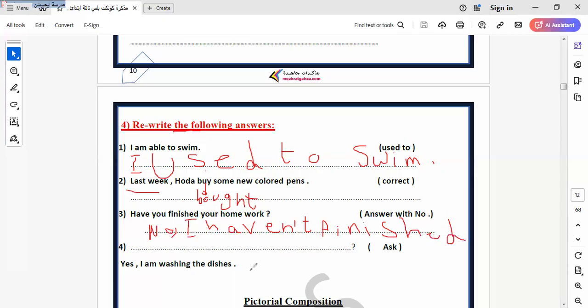Let's put another one here. Yes, I'm washing the dishes. So the question will be: are you washing the dishes? Are you washing the dishes? And we have a question mark at the end of the sentence.